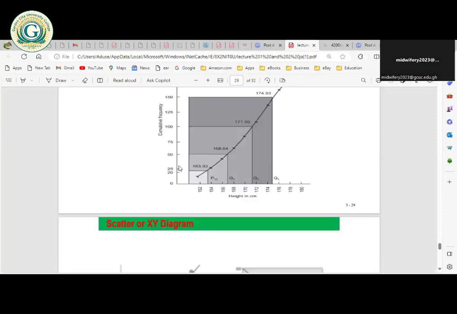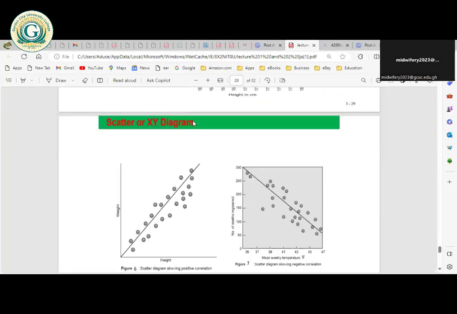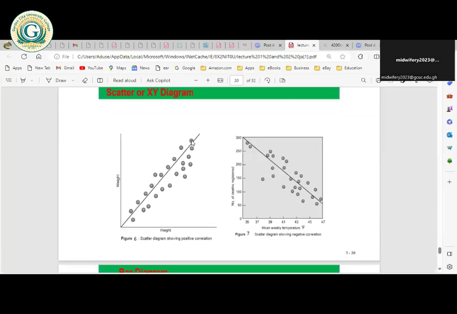Let's review the relationship. We use this scatter diagram when we are dealing with correlation analysis. When we are dealing with correlation analysis, we use this a lot. It gives you the relation between two variables. And so when you plot and you see weight is increasing, this is very good when it is pertaining to, let's say, a child. It's very important. Keep in mind that we use this one a lot when we are dealing with correlation analysis.